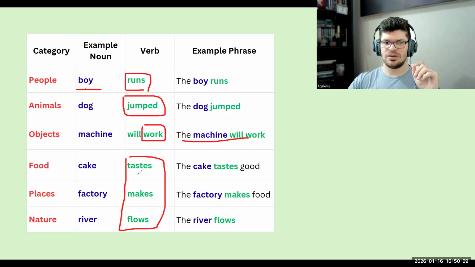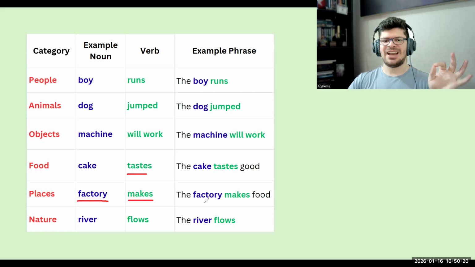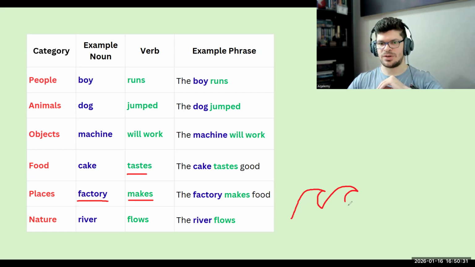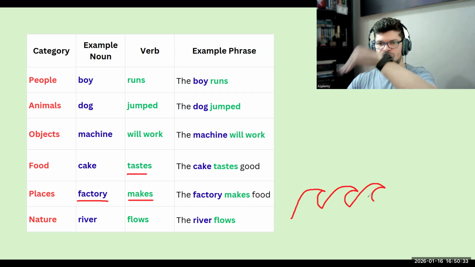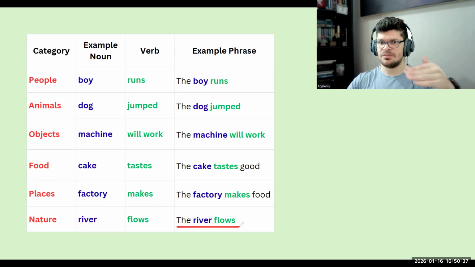Cake for food. Taste. The cake tastes good. Places. Factory. Makes is the verb. The factory makes food. Nature. River. Flow. Flow means to move, like ocean. Okay. The river flows. It means move.